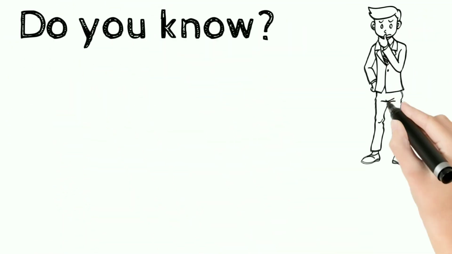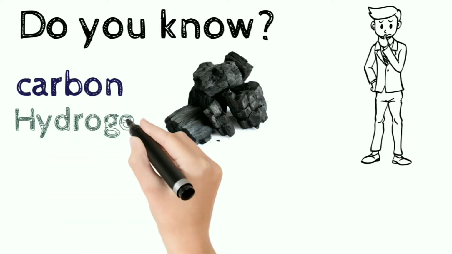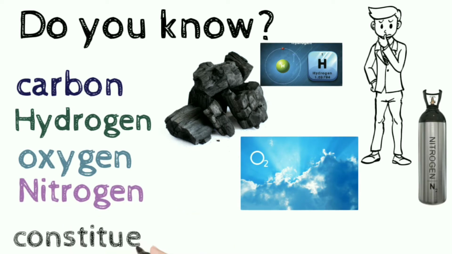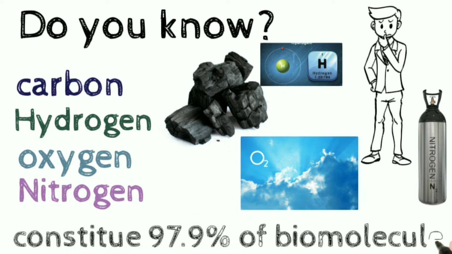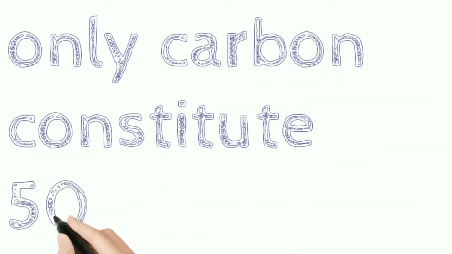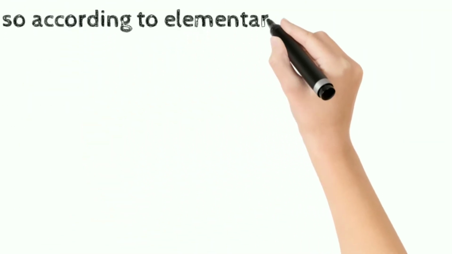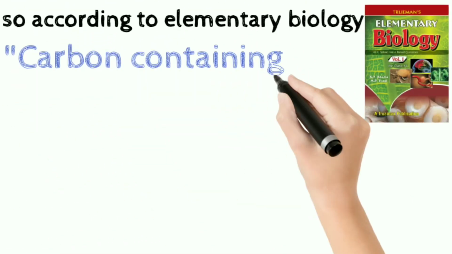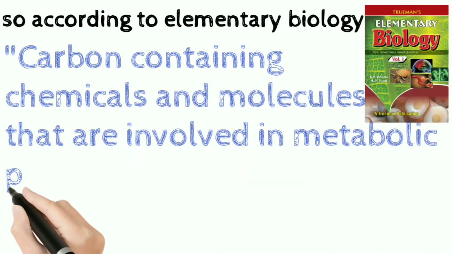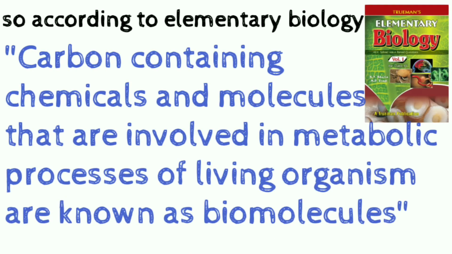Do you know? Carbon, hydrogen, oxygen, nitrogen constitute 97.7% of biomolecules. Only carbon constitutes 50% of biomolecules. So according to elementary biology, carbon-containing chemicals and molecules that are involved in the metabolic process of living organisms are known as biomolecules.